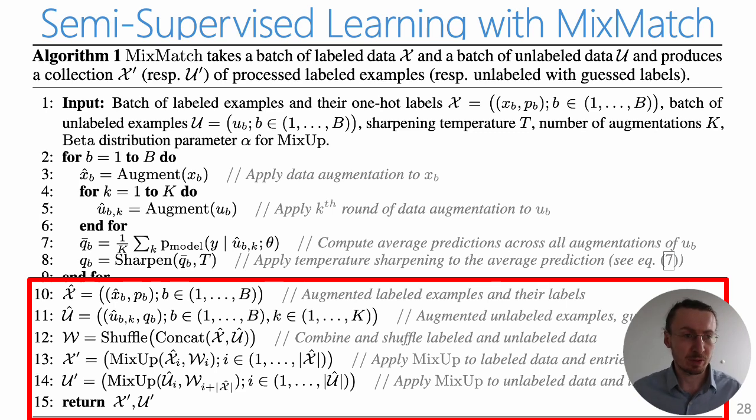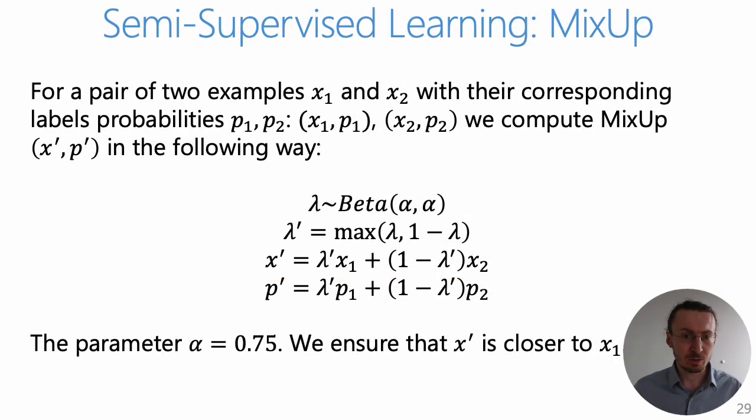So in the final step of the MixMatch algorithm, we combine and shuffle all the augmented examples and their labels. So we mix both labeled examples and unlabeled examples with guessed labels. And the final step is to perform MixUp. So we compute the MixUp to interpolate between samples x sub 1, x sub 2, and their label distributions p sub 1 and p sub 2, and this is done in the following way.